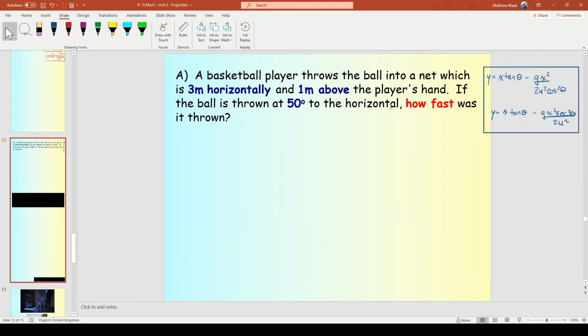So here we go. First things first, it's got to go 3 meters horizontally and 1 meter above. So in our formula here, y then is good. I'm going to list them out. Oh yeah.